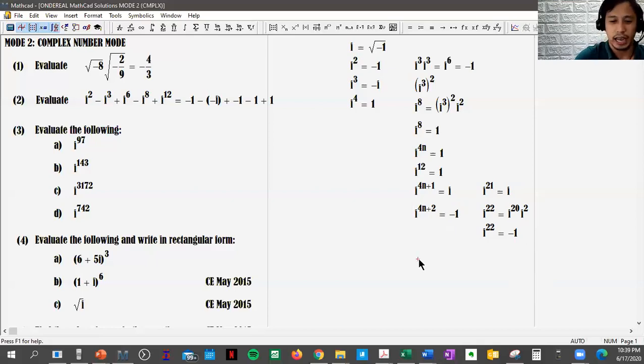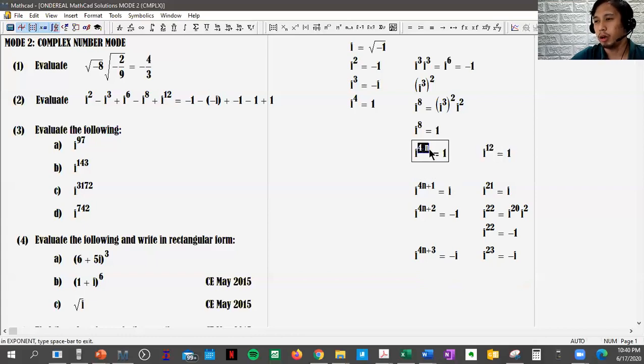And if that is i raised to the power of 4n plus 3, okay, then its result should always be negative i. Ito yung negative i. For example, i raised to 23. Now, its result is equal to negative i. Okay? So, there's a pattern here. If that is a number divisible by 4, no, or multiple of 4, the result is 1. If i is raised to a number 1 more than a multiple of 4, the result is i. Then if it's 2 more than a multiple of 4, its result is negative 1. If the power is 3 more than a multiple of 4, the result is negative i.